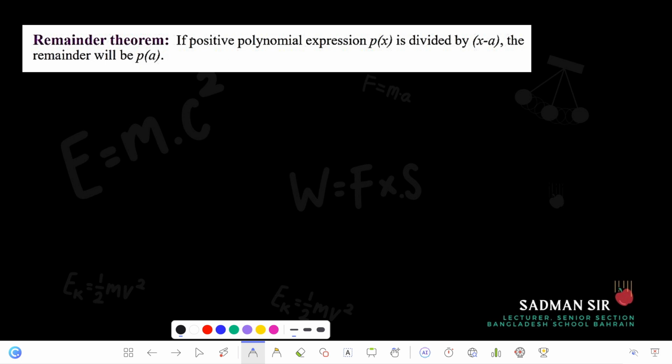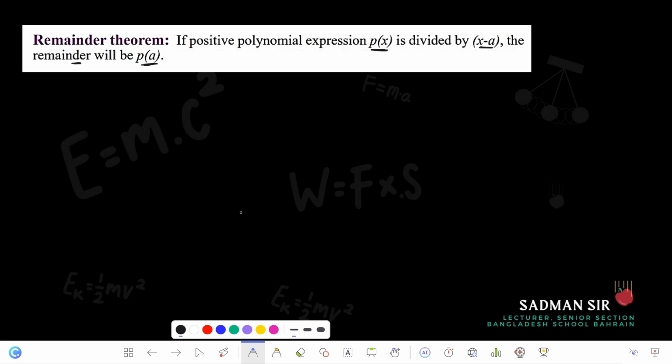As you can see, the remainder theorem has been stated in your book in this way. If a polynomial expression p of x, so what is p of x? It is a polynomial expression. It is divided by x minus a. Whenever we divide something by something, there is a remainder, right? So they are saying that when it is divided by x minus a, then the remainder will be p of a. Now, what is the meaning of this?